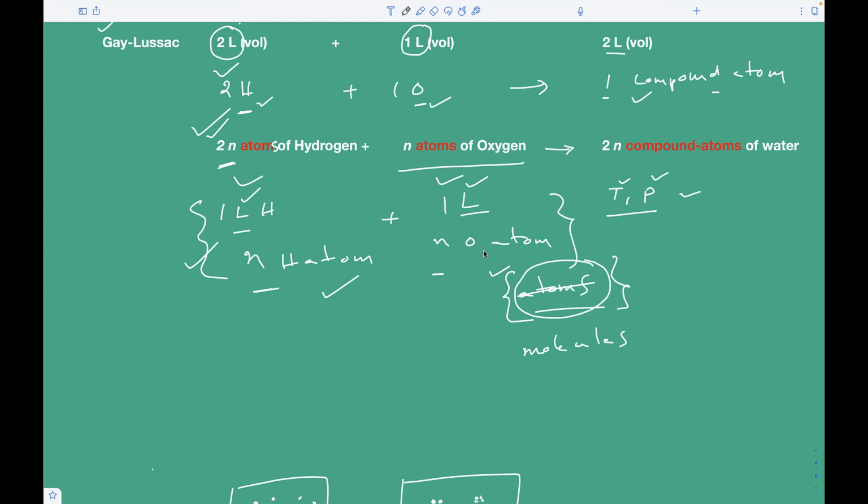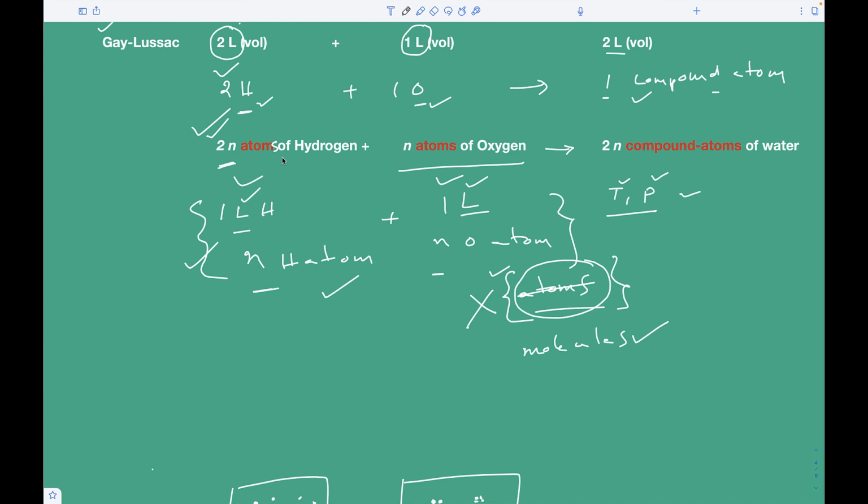So all we have to do is replace this word atoms with molecules in the statement that we previously derived. So now it becomes: equal volumes of different gases at the same temperature and pressure contain equal number of molecules, not atoms. And that is Avogadro's hypothesis.